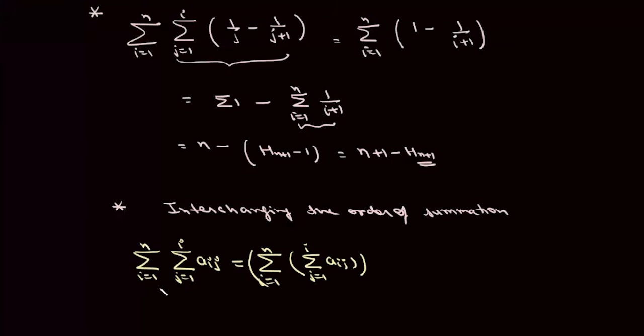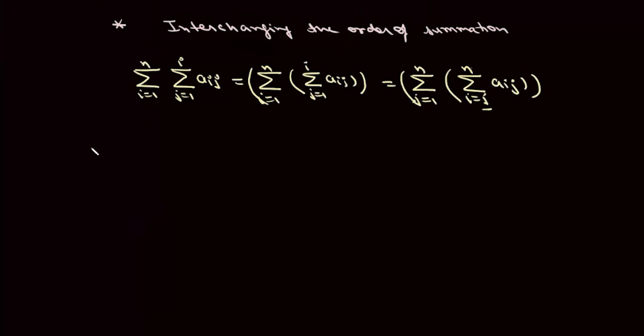Now, if we have to interchange the order of summation, then it will be the summation j varies from 1 to n, and then the summation i varies from j to n of aij. And basically this is counting the lattice points. So for the same ij, this i won't be from 1 to j, it'll be from j to n, because we are taking the same elements from the same region.